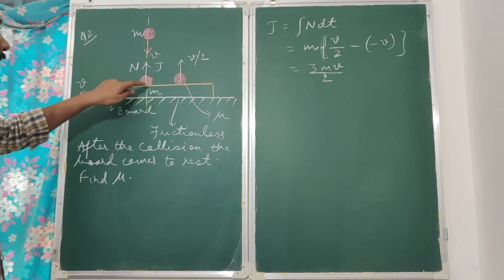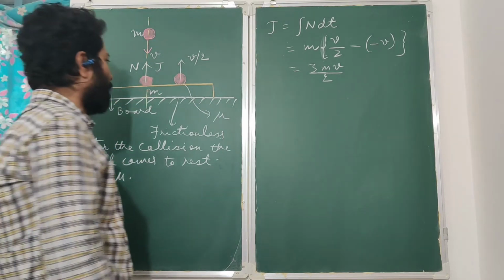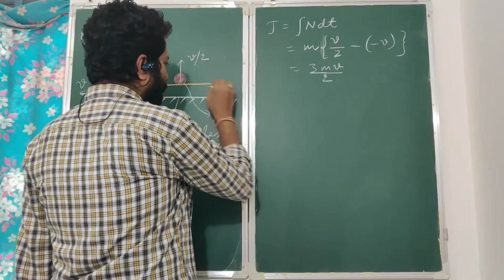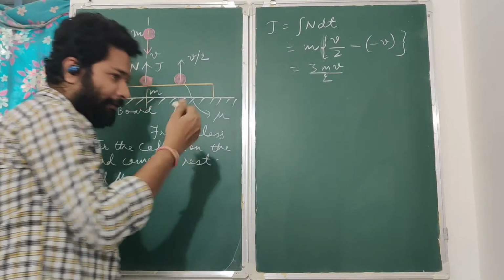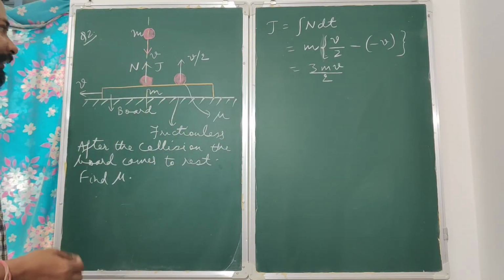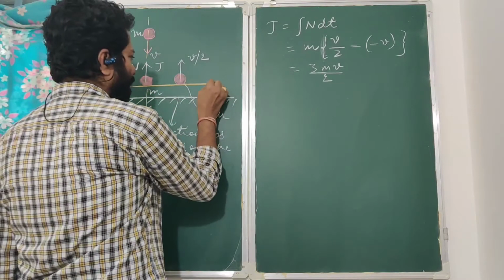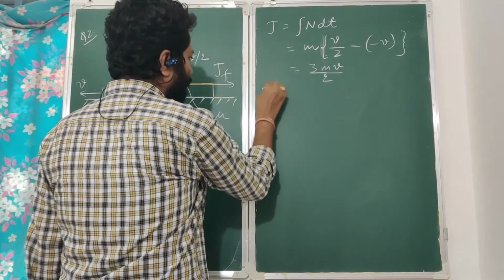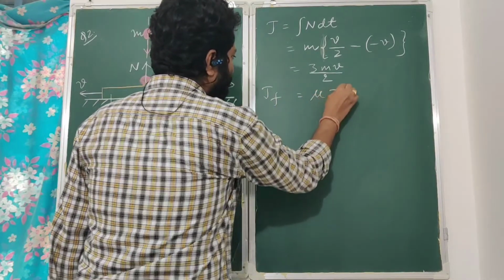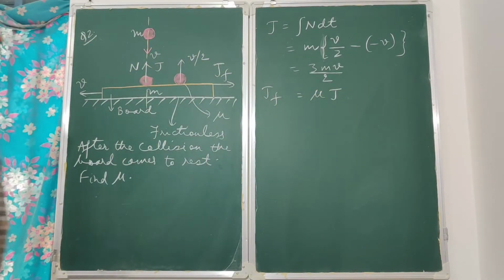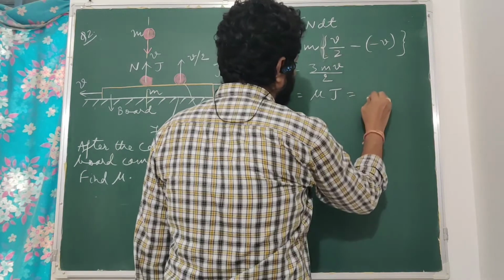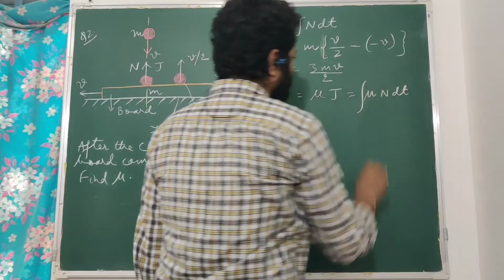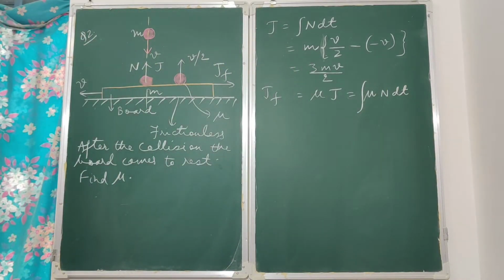So now what we see here is, we can write the impulse being created due to the frictional force, if we represent it by, let us say, Jf. So what will be the value of Jf? It will be mu times of J, so it will become mu and integration of n dt. Correct?